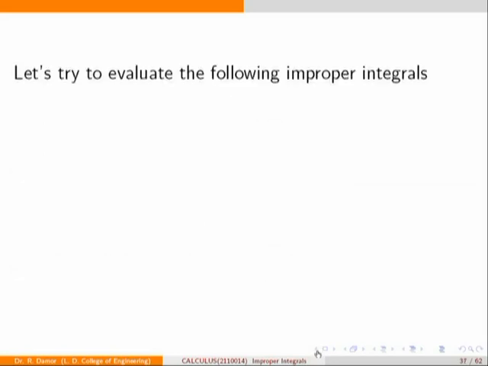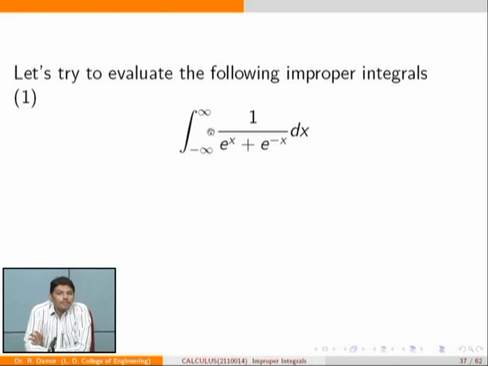Let's try to evaluate the following improper integrals. See this: the integral from minus infinity to infinity of 1 upon e raised to x plus e raised to minus x dx. Which type of improper integral is this? Only type 1, because the limit is from minus infinity to infinity. So this is a type 1 improper integral.